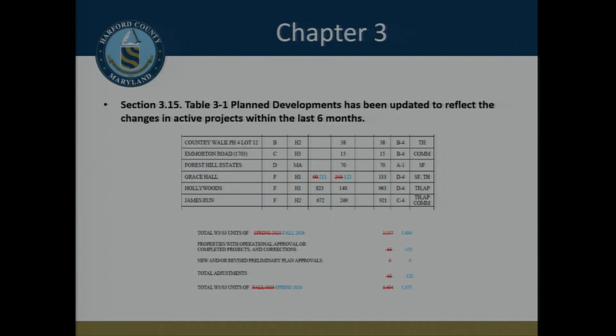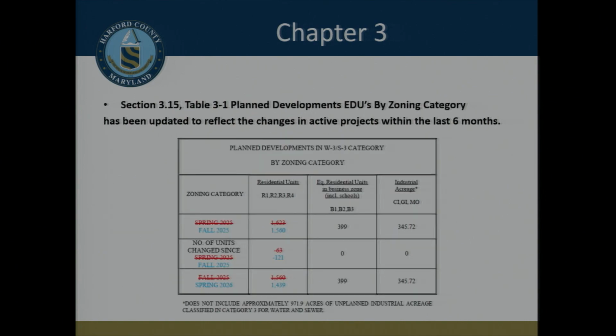This table was updated to reflect the development activity over the last 6 months for one project. The Grace Hall subdivision has been revised to reflect the water and sewer services connected over the last 6 months. The final page of Table 3-1 shows the revisions to the summary of the remaining residential, business, and industrially zoned units with approved preliminary plans. The net change in residential units was a reduction of 120 units, with 1,439 units remaining. There was no change to the equivalent residential units in a business zone or the industrial acreage zone.